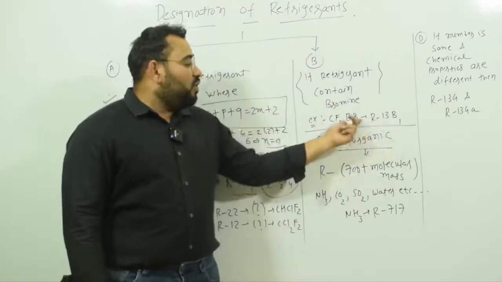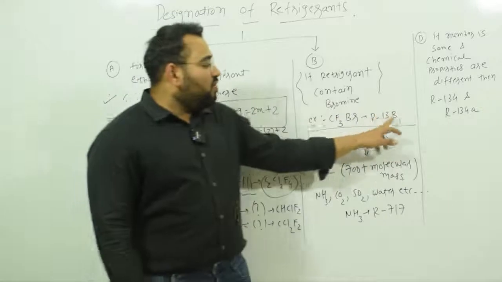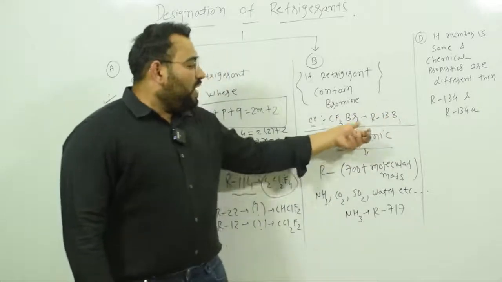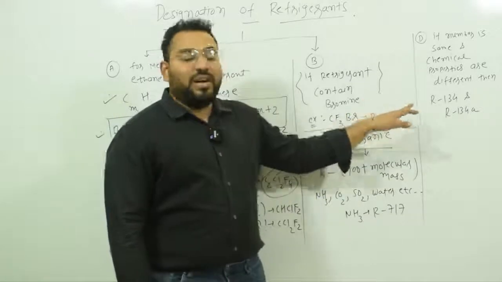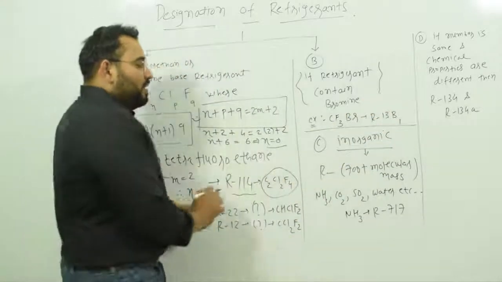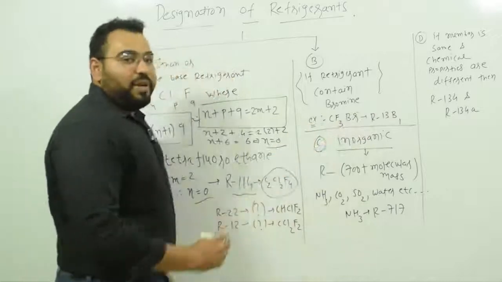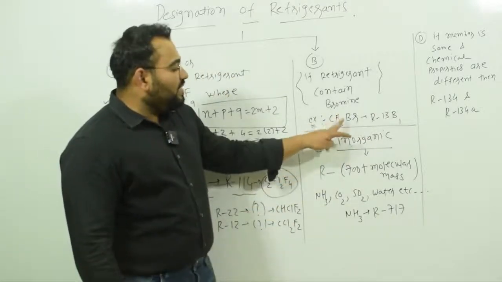But here now you have to calculate how many bromine atoms there are. So 1. So you just have to write B1. If there are 2 atoms, you will write R13B2. If there are 3 atoms, you will write R13B3. So again, repeat. There is one refrigerant which contains a bromine atom. So now here the chemical formula is CF3Br.